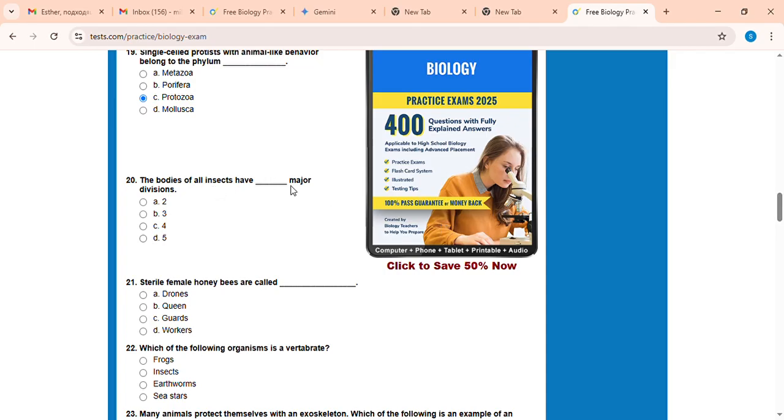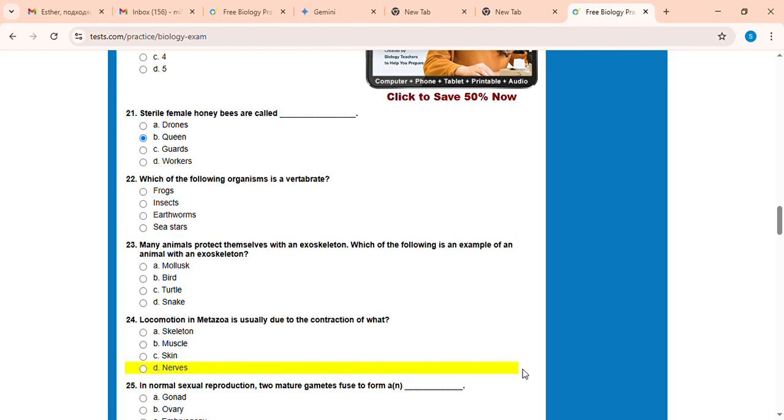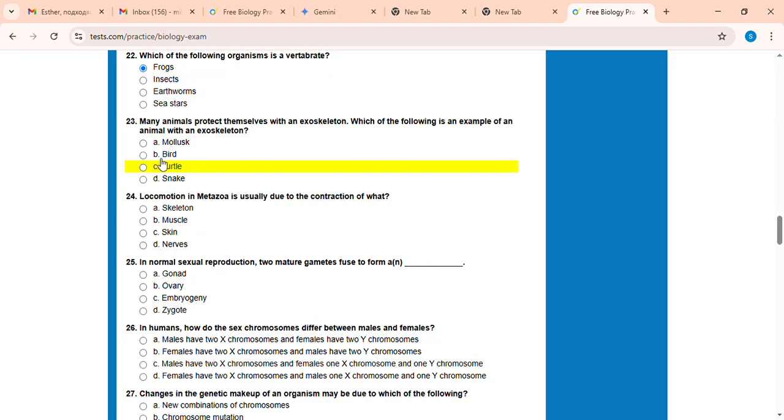The bodies of all insects have head, have thorax. Am I correct? I'll just go with parts. Sterile female honeybees are called. I don't know, but let's just go with queen bee. Not Beyonce though. Which of the following organisms is a vertebrate? Vertebrate, backbones, frogs, insect, earthworms. Yep, we'll go with frogs. Many animals protect themselves with exoskeleton. There's an external skeleton. We will say external turtle. I think so. Locomotion in metazoa is usually due to the contraction of, I don't know what's in metazoa. Skin, muscle in humans. Let's just go with skin, but I'm not sure.